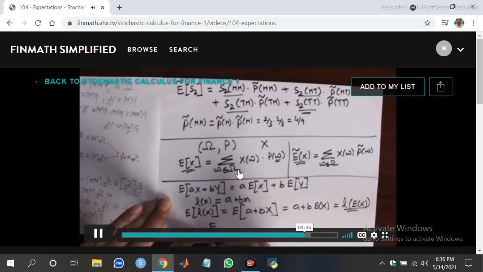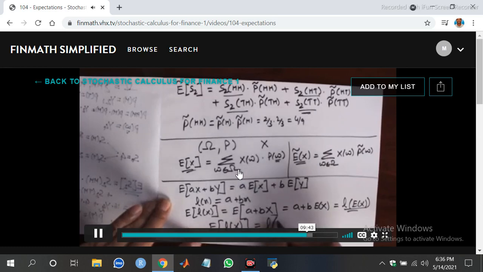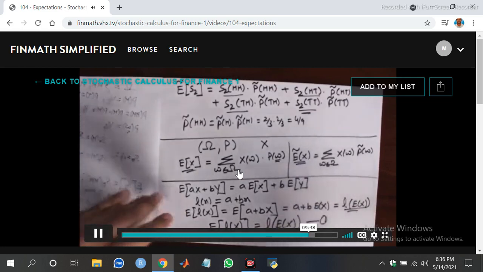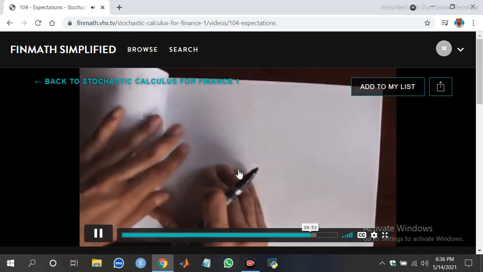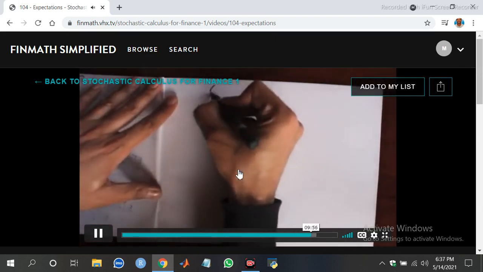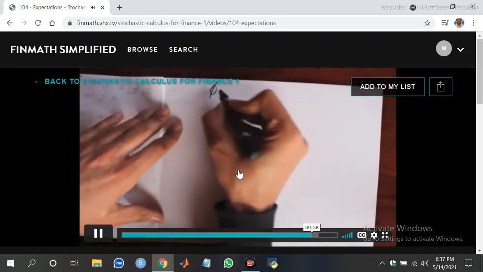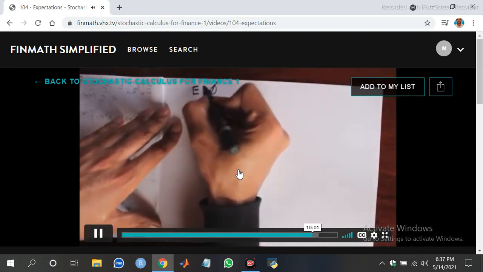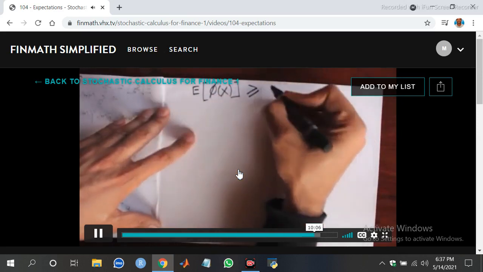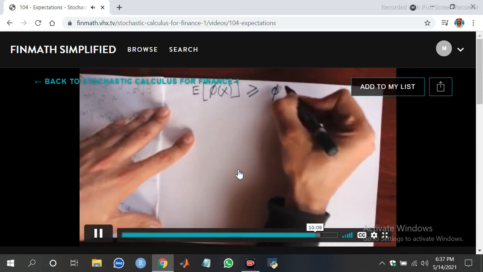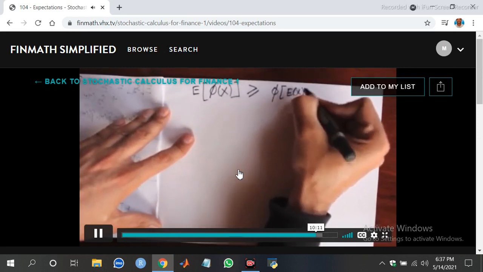So this basically means that the expected value of a linear function of a random variable is equal to the linear function of the expected value. Okay, this is a very important thing to remember. And if the function wasn't a linear function but a convex function, and you wanted to calculate the expected value of a convex function of x, this would be greater than or equal to the function of the expected value of x.